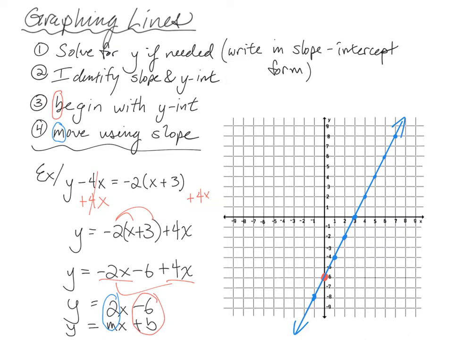And if you're feeling up for being fancy, you can label this as y minus 4x equals negative 2 times x plus 3. You can actually label that line. Let's move on.